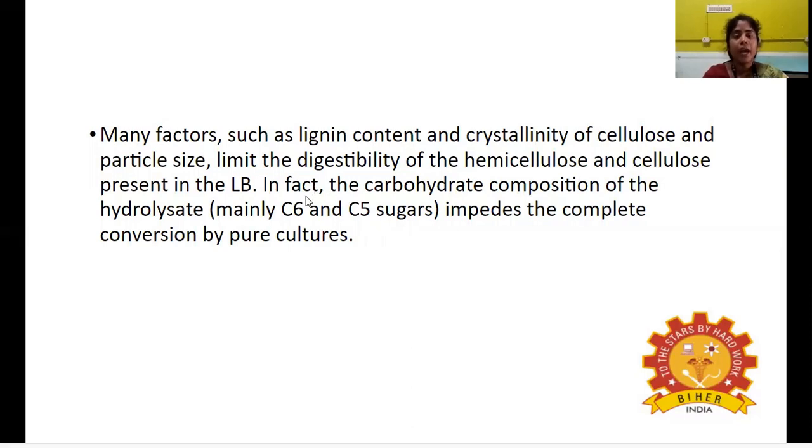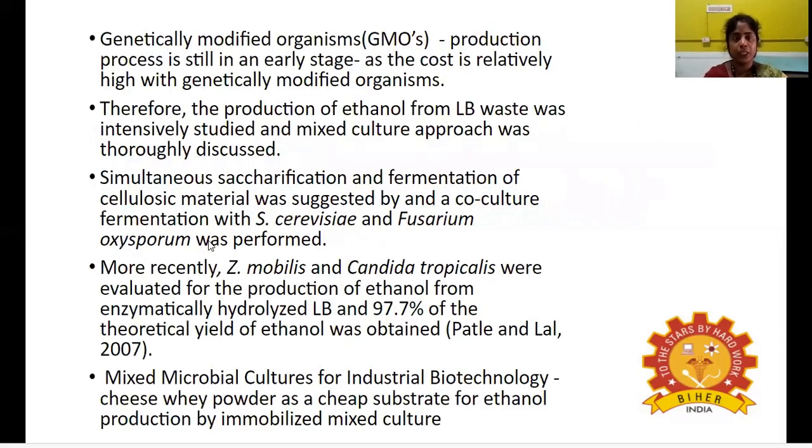Since these are said to be the factors affecting bioethanol production, this can be redone using a carbon source containing 6-carbon and 5-carbon sugars for complete conversion by a pure culture or a mixed fermentation.